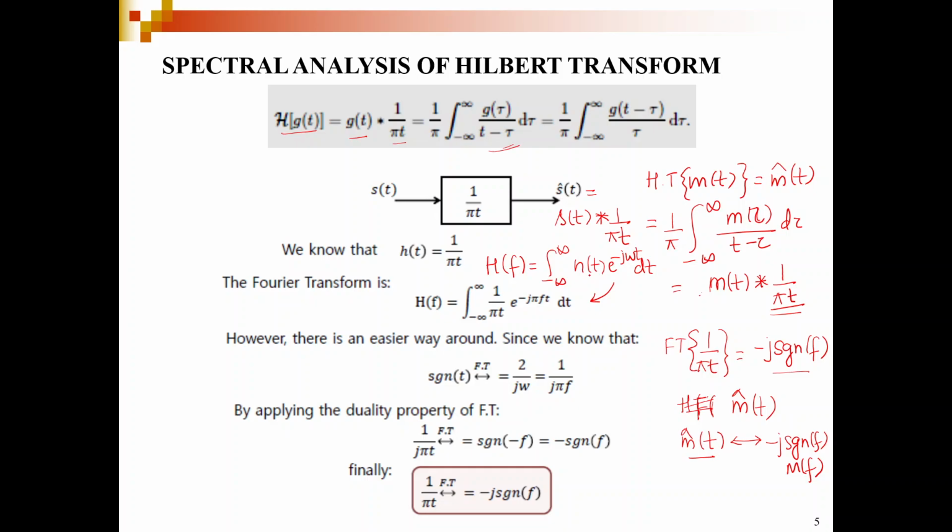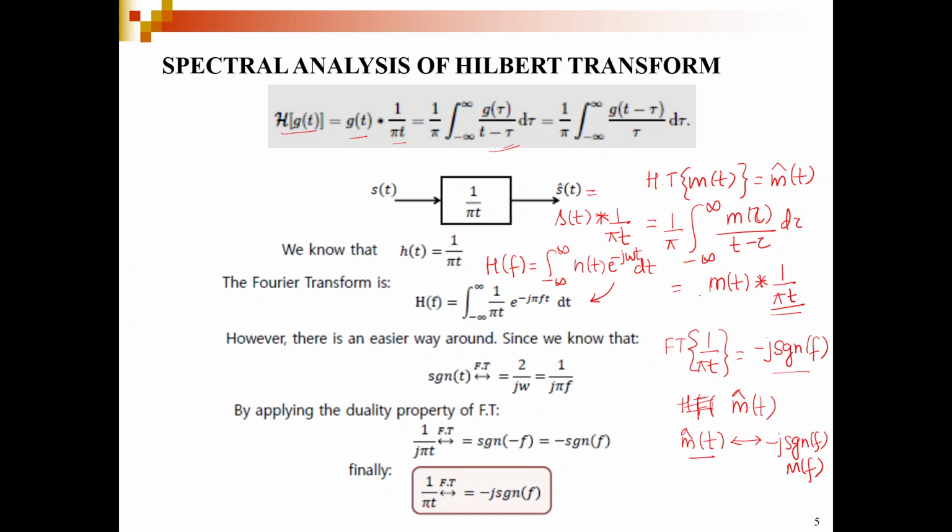If we substitute 1 over pi t, we are going to get, that is, the Fourier transform of the signum function of time t is equal to 2 over j omega, which is 1 over j pi f. Therefore, using the duality property, if you replace f by t, then you are going to get on the right hand side signum of minus f, which is nothing but minus signum of f. So here j is not present, therefore cross multiplying the j, you are going to get minus j into signum of f as the Fourier transform of 1 over pi t.